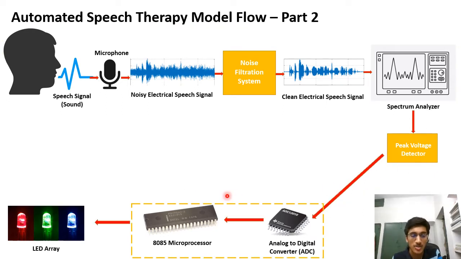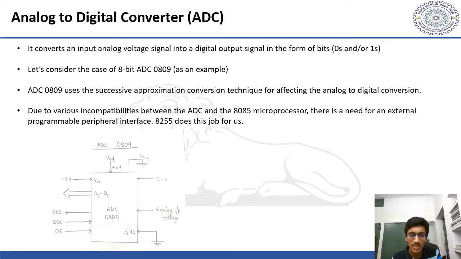Let us now move on to the second part of this particular model, wherein we would be talking about the analog to digital converter and its interfacing with the 8085 microprocessor. First of all, what is an analog to digital converter? An analog to digital converter, also referred to as an ADC, converts an input analog voltage signal into a digital output signal in the form of bits, zeros and ones.